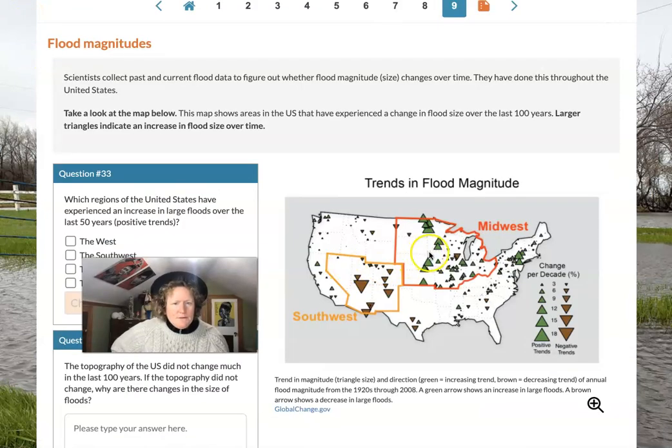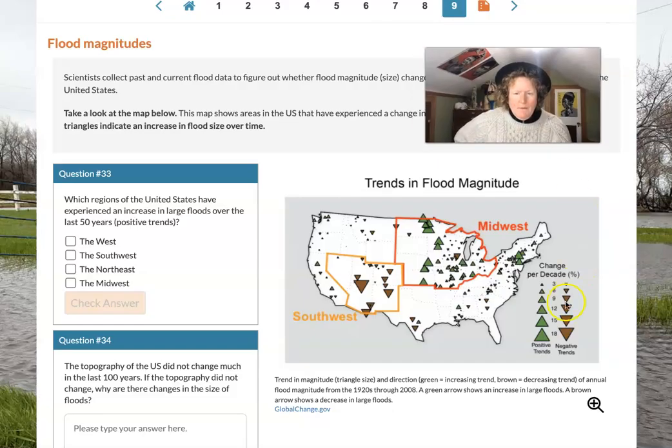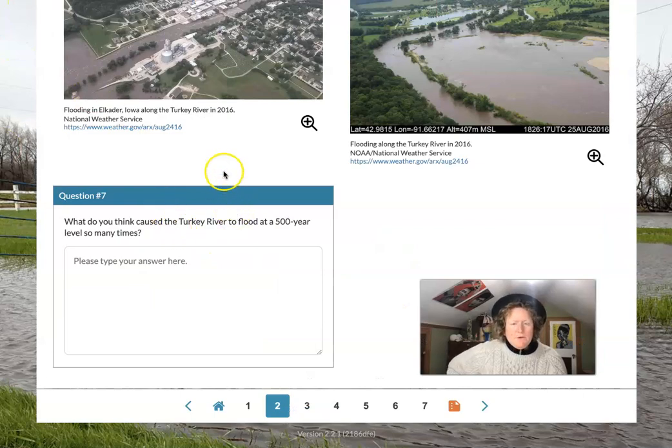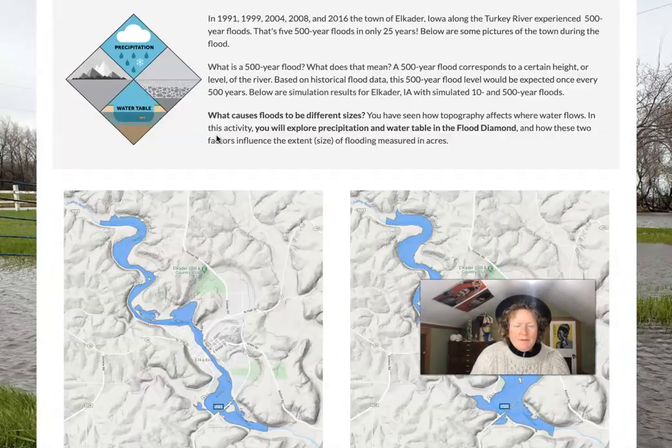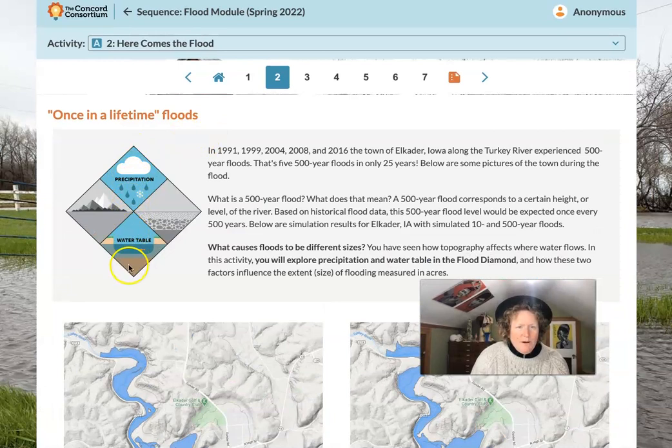We can see that the trends in flooding in the Midwest have been changing. These green triangles mean floods have been going up. The brown triangles mean floods have been going down in the Southwest. And that trend of the floods going up, probably, since we're focusing on these two parts of the flood diamond, probably has something to do with precipitation, how much water is coming out of the sky, that might be increasing, or the water table, which is how much water is already in the river.